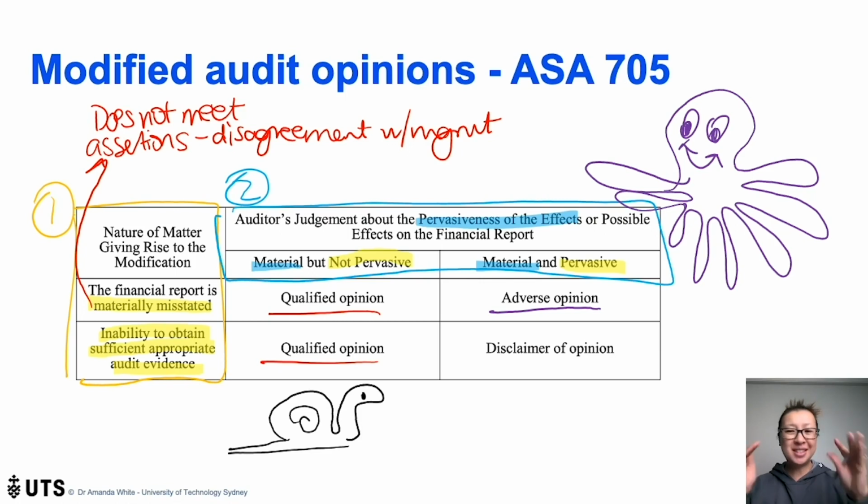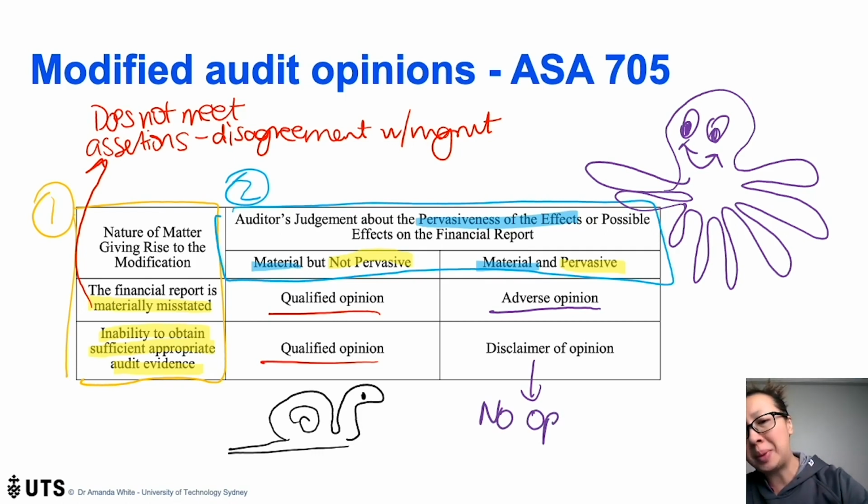Now, what if it's the second row down? If I can't get enough evidence, and there's so much evidence I can't get, I'm actually going to give a disclaimer of an opinion. And a disclaimer of opinion is actually no opinion. I am actually saying I cannot give an opinion, okay? So think about this. We've got the octopus, we've got the little snail.